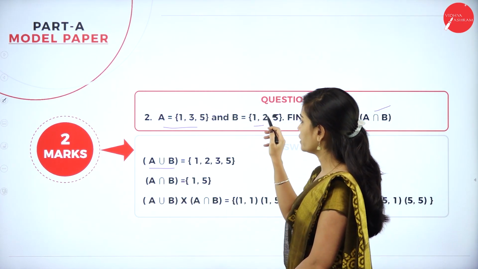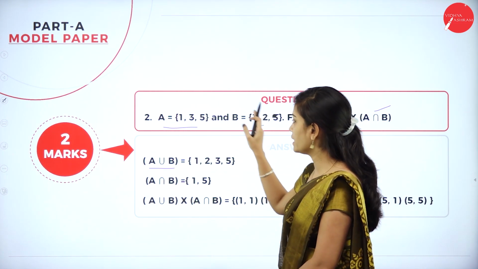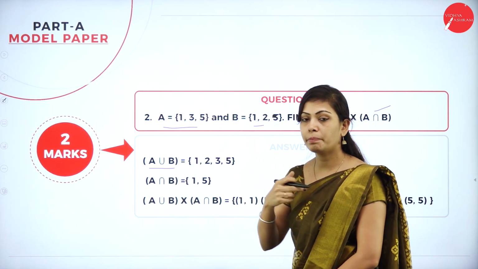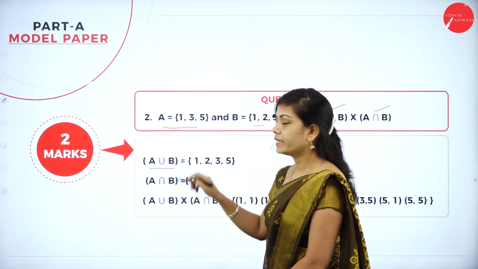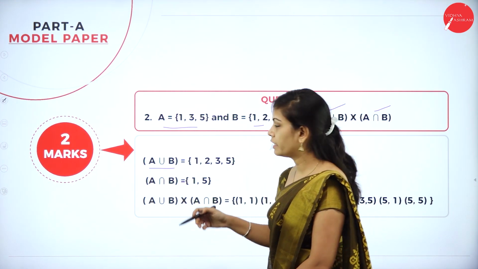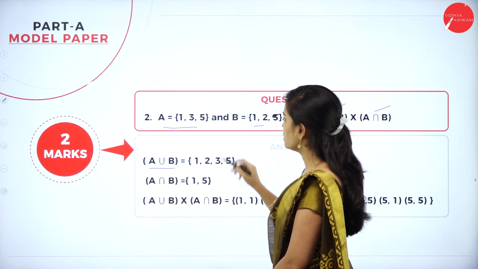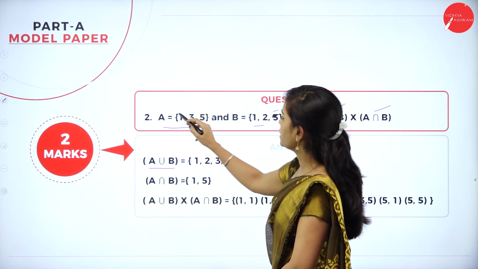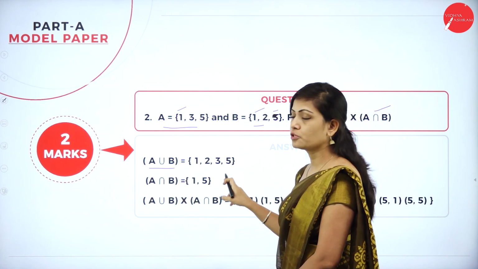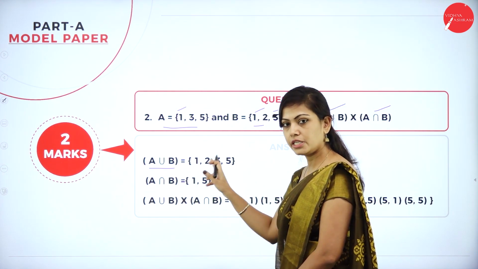So what is A union B? Here you have to merge all the elements of set A and set B, and you are not supposed to repeat the same element. Here we have 1, 3, 5 and here 1, 2, 5. So merging the elements, A union B is {1, 2, 3, 5}. Here 5 is repeated, 1 is repeated. You are not supposed to repeat the same element, so you write it once in the union operation.